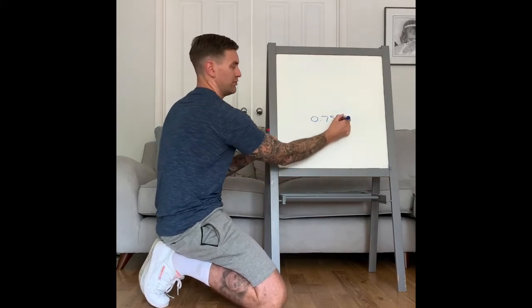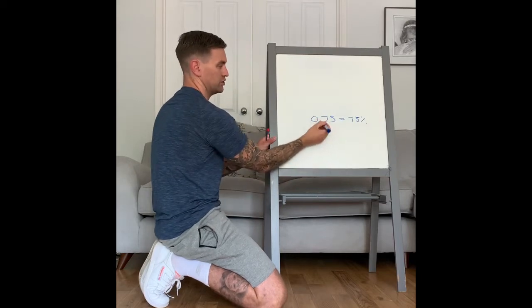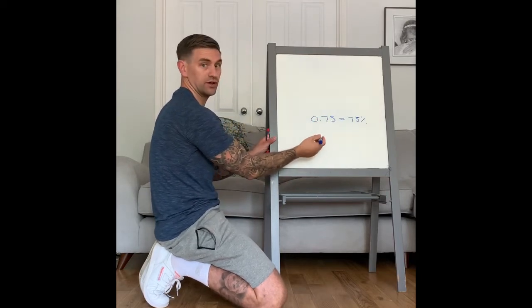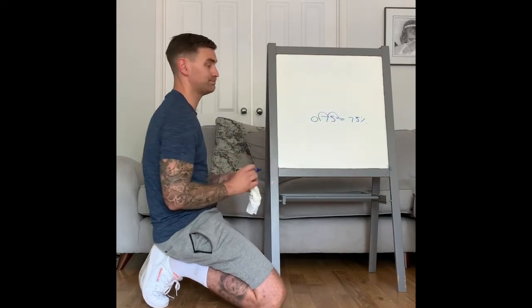Okay, 0.75 is equal to 75%. Okay, times it by 100. Okay, when you get a decimal, times by 100 gives you a percentage, or times by 100 means you move 1 or 2 places that way. Okay.